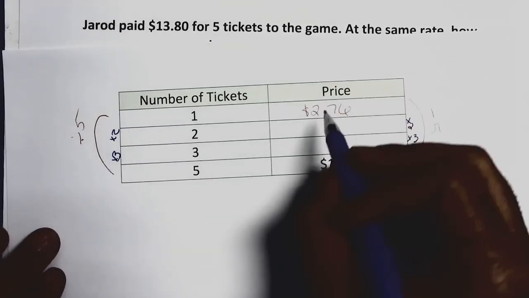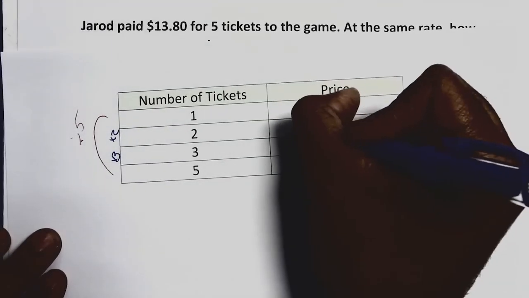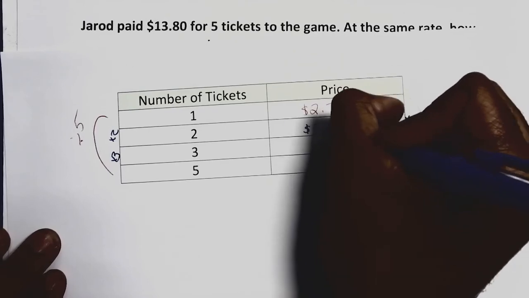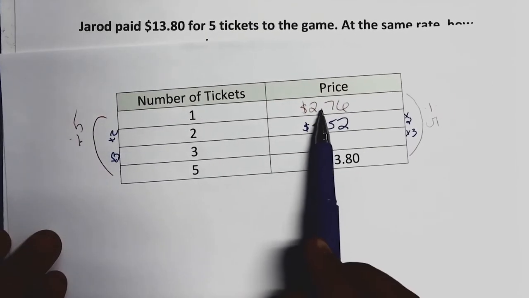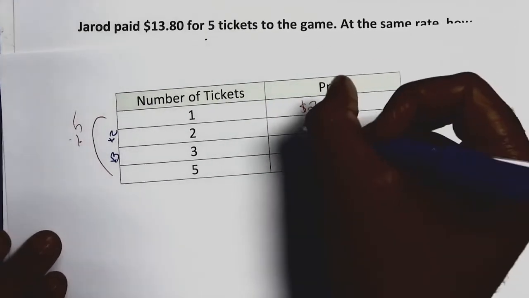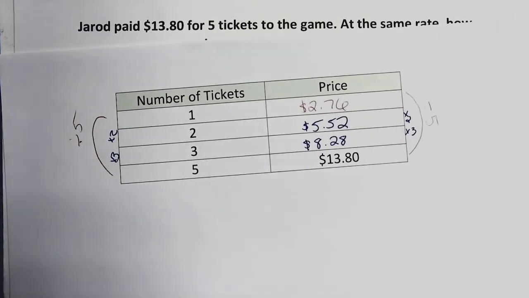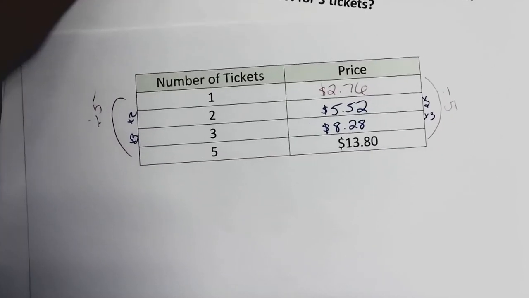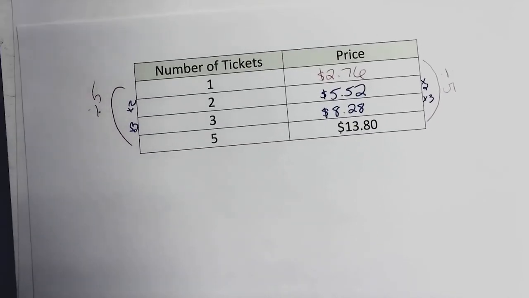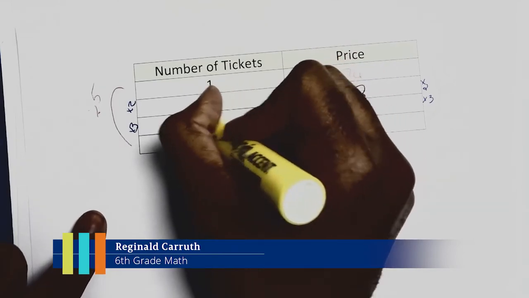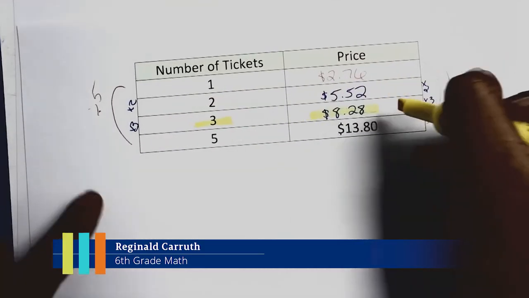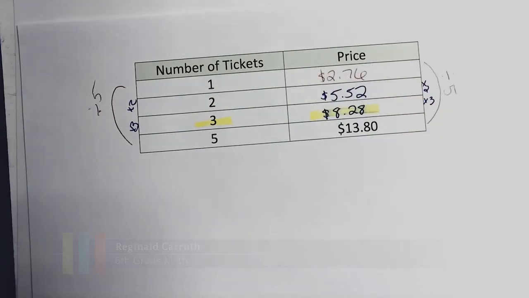So when I multiply my unit rate by 2, that's going to give me $5.52. When I multiply my unit rate by 3, that's going to give me $8.28. So now my table's filled out. Let's see what the problem was asking us to do. We wanted to know how much it costs for 3 tickets. So for 3 tickets, it costs $8.28.